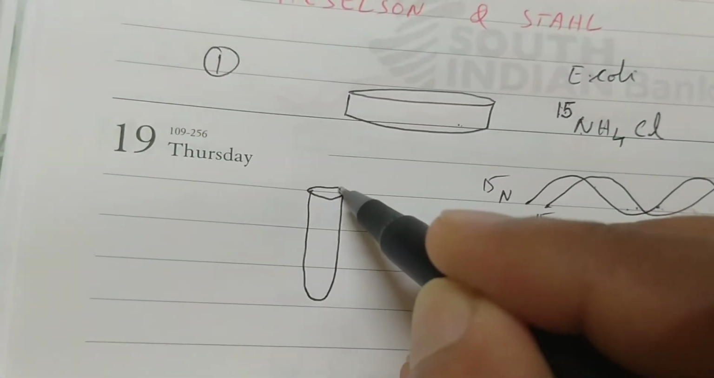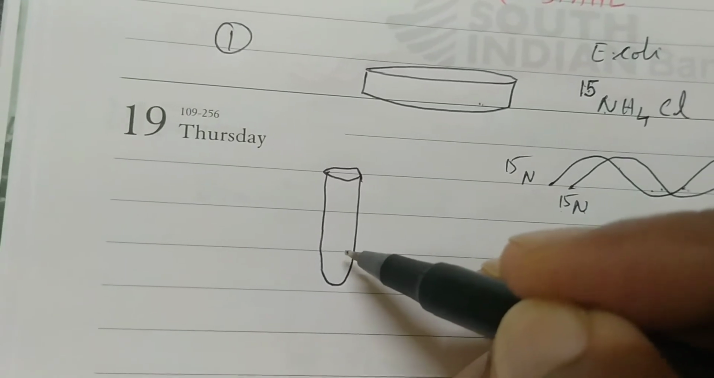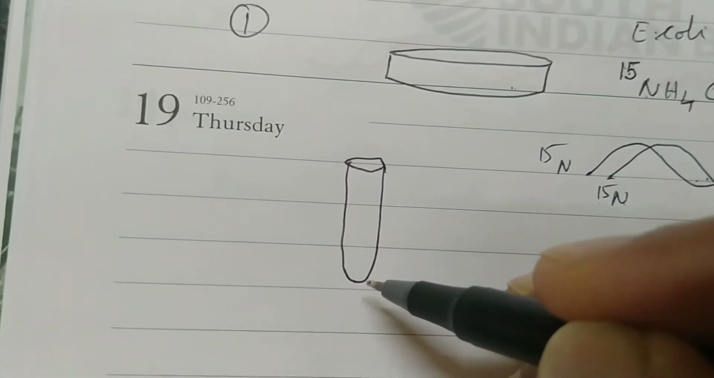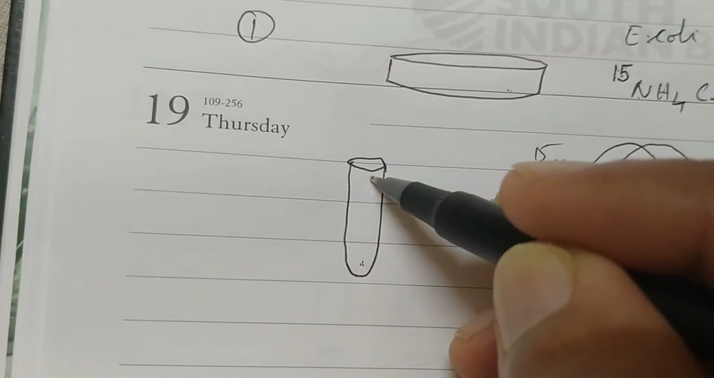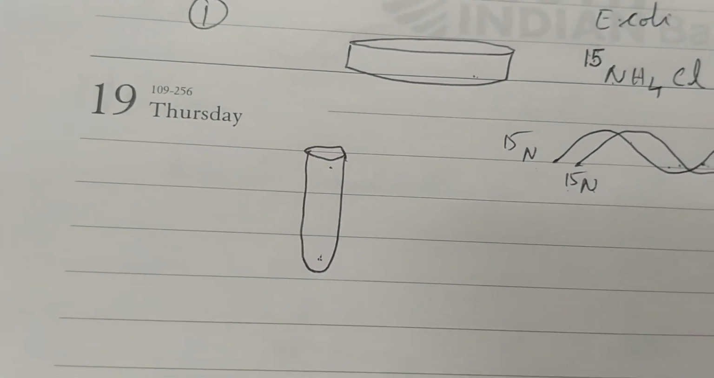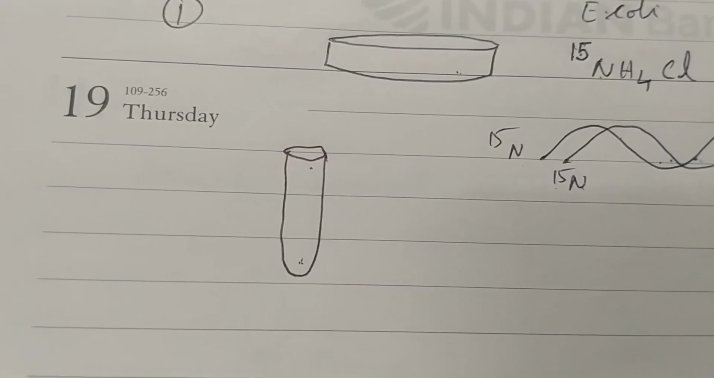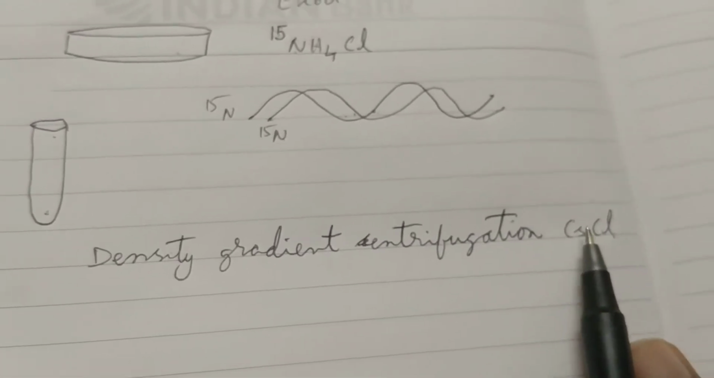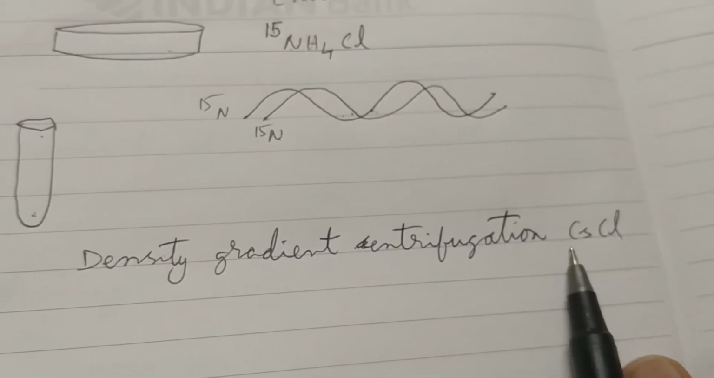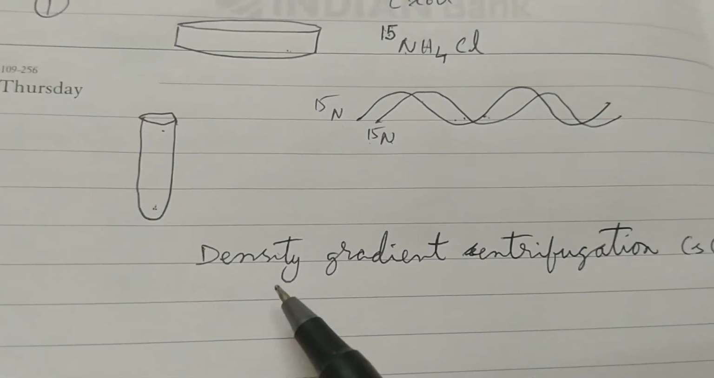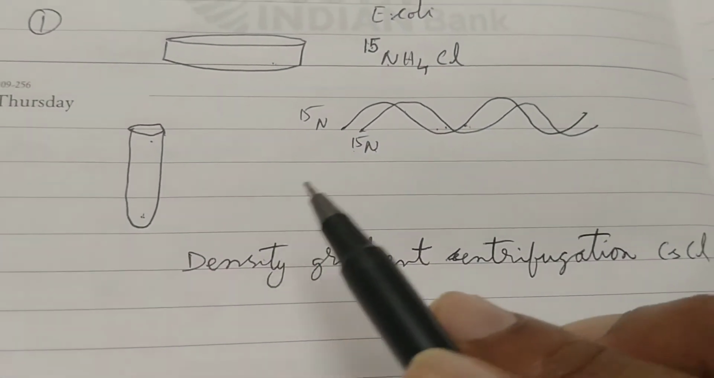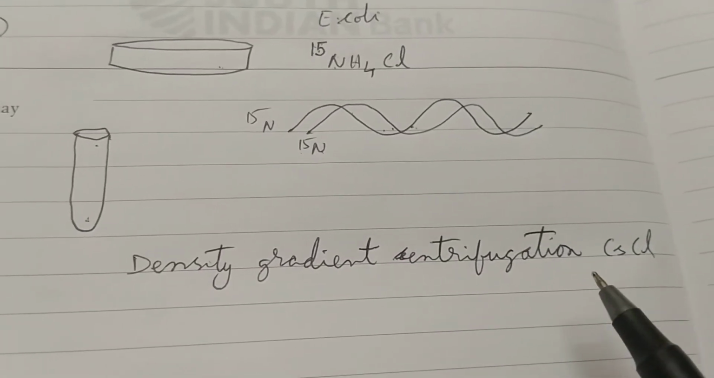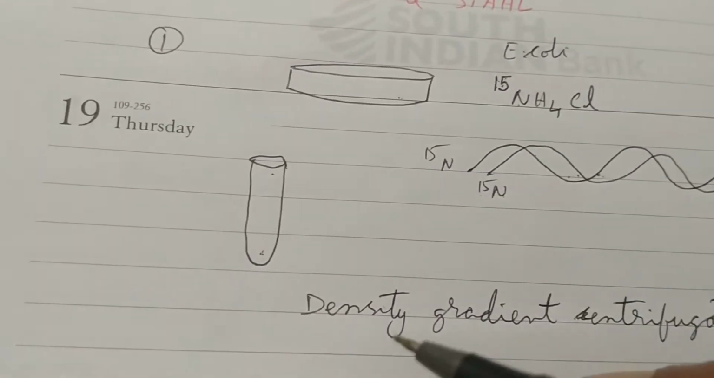You know what is centrifugation? Based on the density or based on the mass, different layers will be formed. The one which is heavier will come down, the lighter one will go up. So they did density gradient centrifugation using cesium chloride, because cesium chloride has the ability to form different layers based on the density. So we mix the material in water along with the cesium chloride, simply mix it. Based on the density they will form different layers.